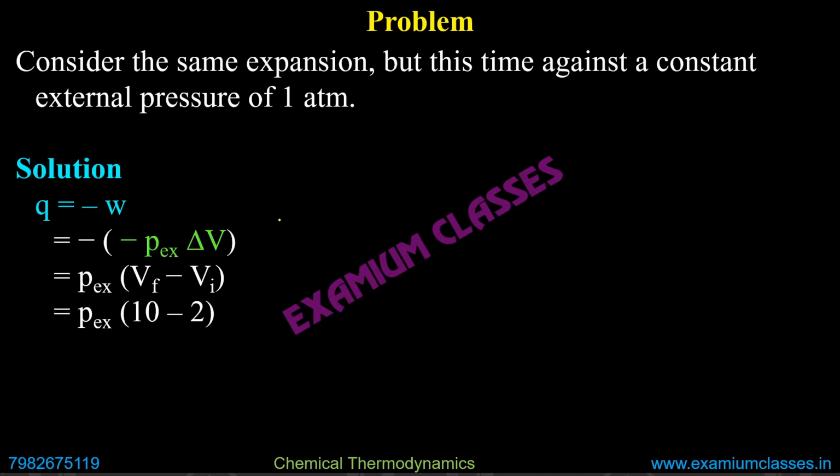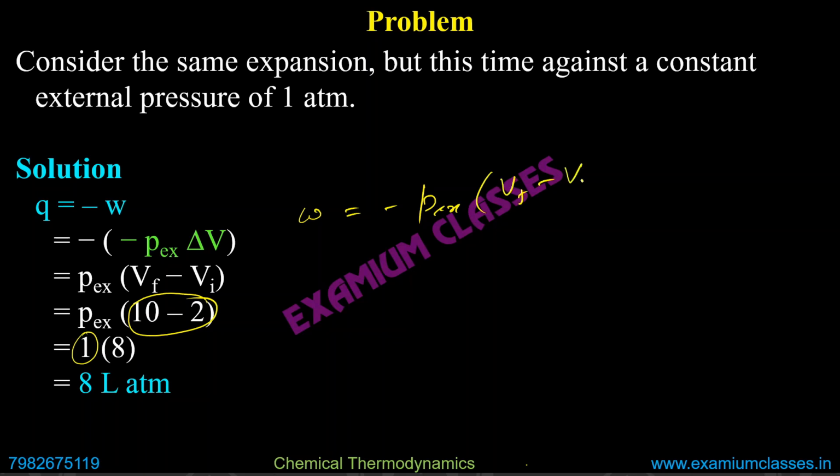So we will substitute these values. P external is 1 atm and V final minus V initial will be 8. So the answer in this case will be 8 liter atm. If we say W, W will obviously be, in this case, minus P external times V final minus V initial. So it will be minus 1 times 10 minus 2, that is minus 8 atm liter or liter atm.